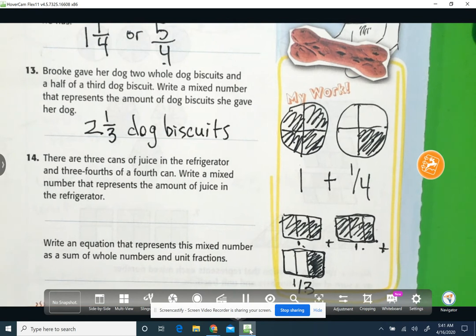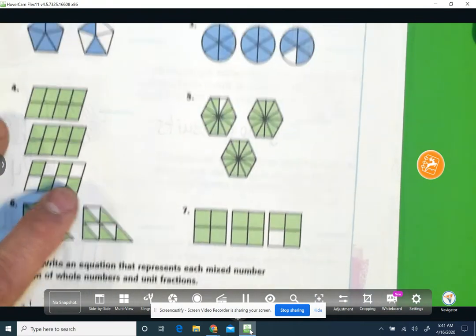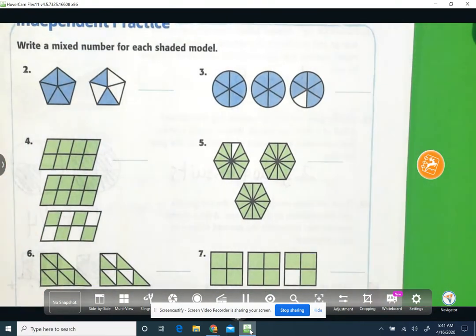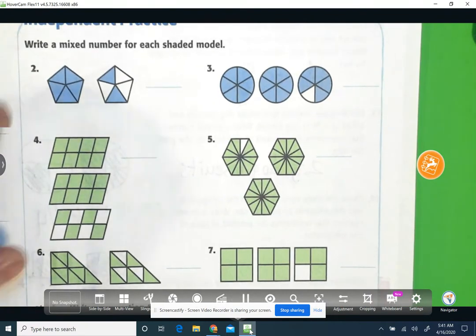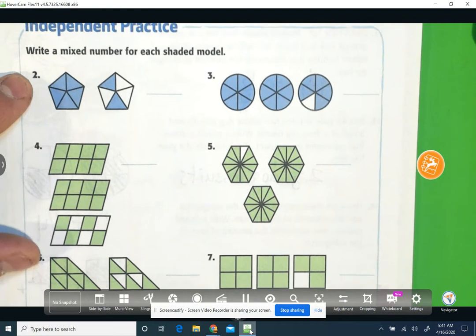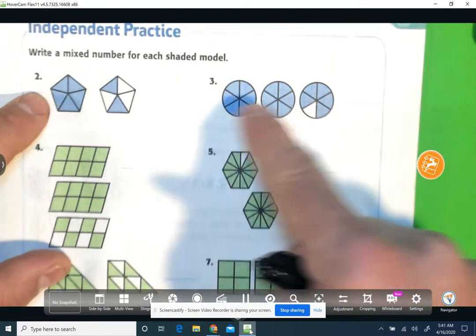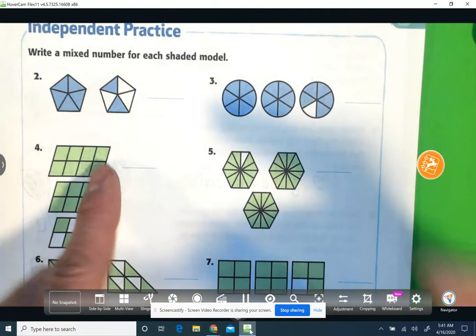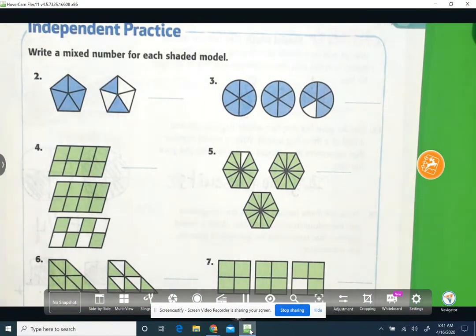Let's take a look at the front just so that when you go to solve the problems on the homework page, you have an idea. I won't just stick to the word problems. A mixed number for the shaded model. Well, you can see the wholes, right? You can see that they're broken up into fifths. So you know you're working with fifths.